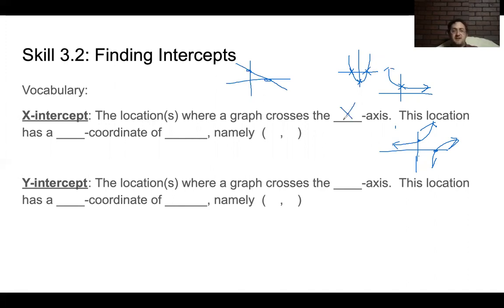So the x-intercept obviously crosses the x-axis. That's what it means to be an x-intercept, and that means that it has a y-coordinate of 0. So we could say that the x-intercept is going to be x comma 0 in format. And then the y-intercept is where the graph crosses the y-axis and it has an x-coordinate of 0. So that would be our coordinate 0 comma y.